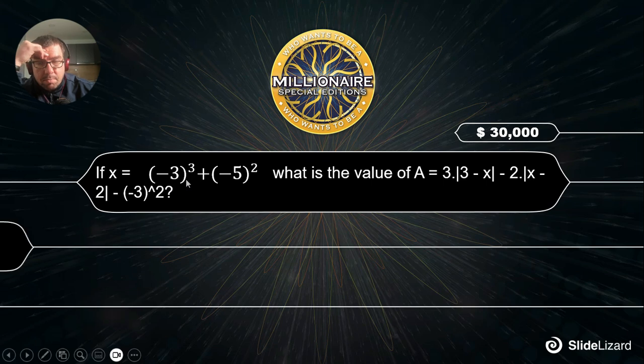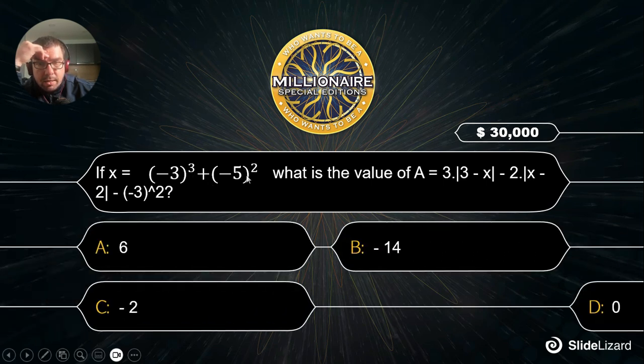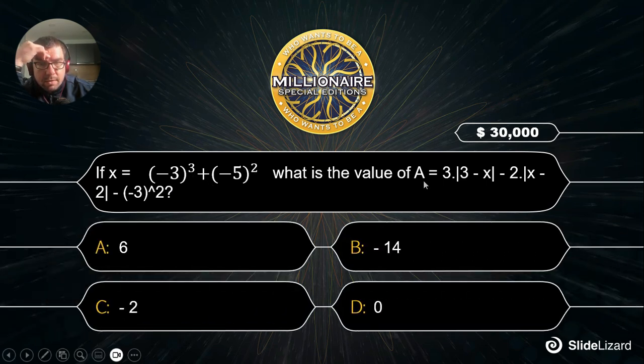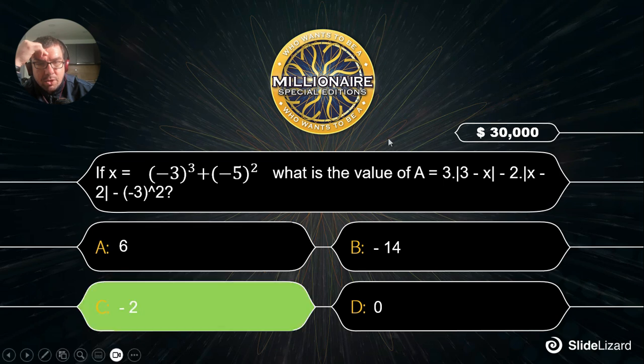If x equals (-3)^3 + (-5)^2, what is the value of this expression? 3 times... Okay, you can read the expression, it's long. Think about it. Did you find C, minus 2?